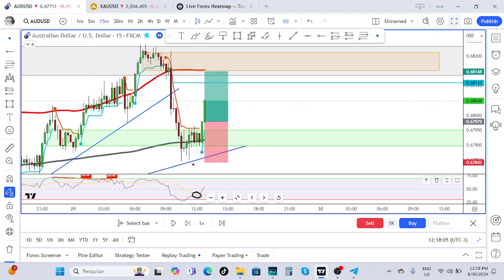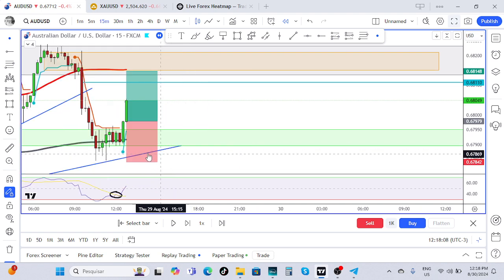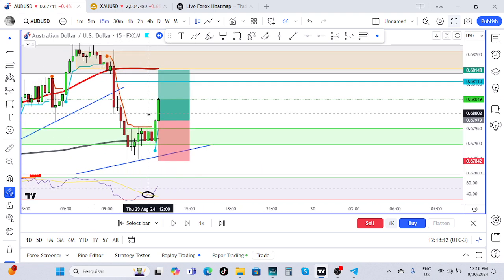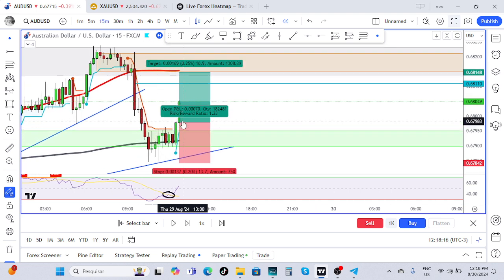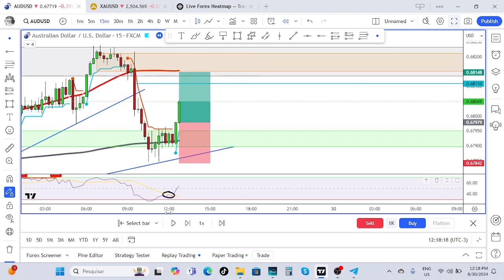RSI gave me a signal. Ichimoku cloud gave me a signal. I got a buy signal from the SuperTrend also. Ichimoku cloud candle is telling me a buy. It is an engulfing bullish candlestick pattern. Then I bought. Then what happened? Let's watch out for the replay and see how it plays out.